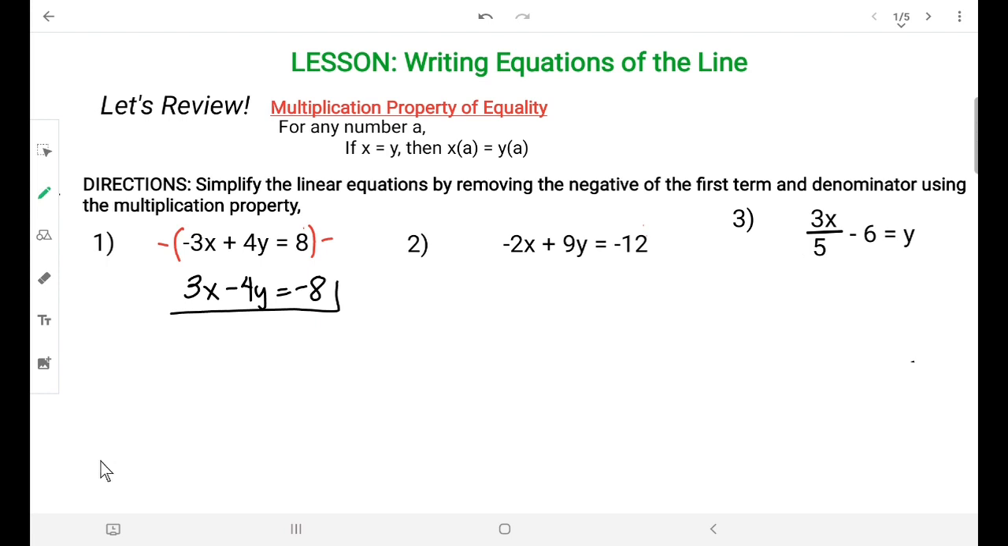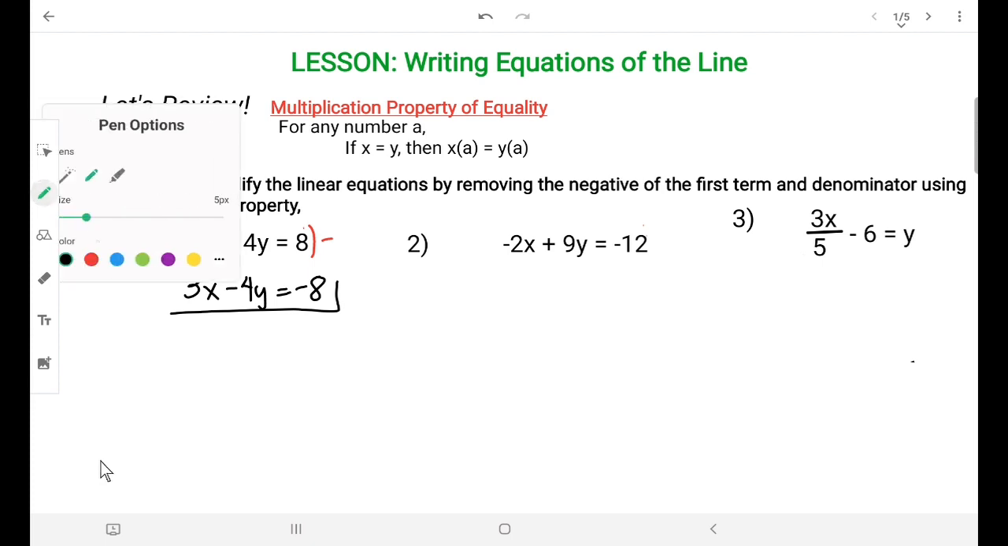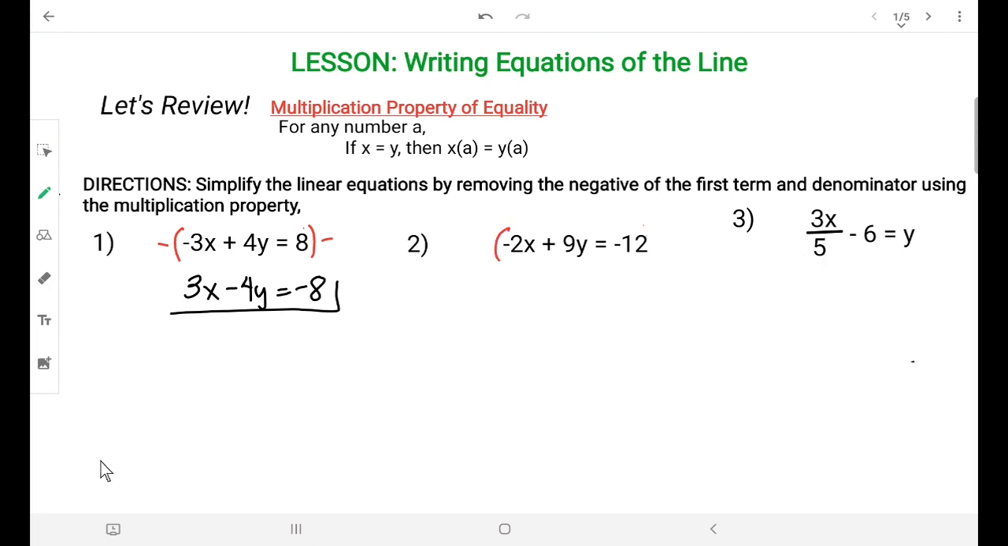Next, we have negative 2x plus 9y is equal to negative 12. Based on the direction, we have to make the first term positive. Same thing as what we did in number 1, we multiply both sides of the equation by negative. So negative times negative 2x is positive 2x. Negative times positive 9y is negative 9y. Negative 12 times negative is positive 12. And that's it.